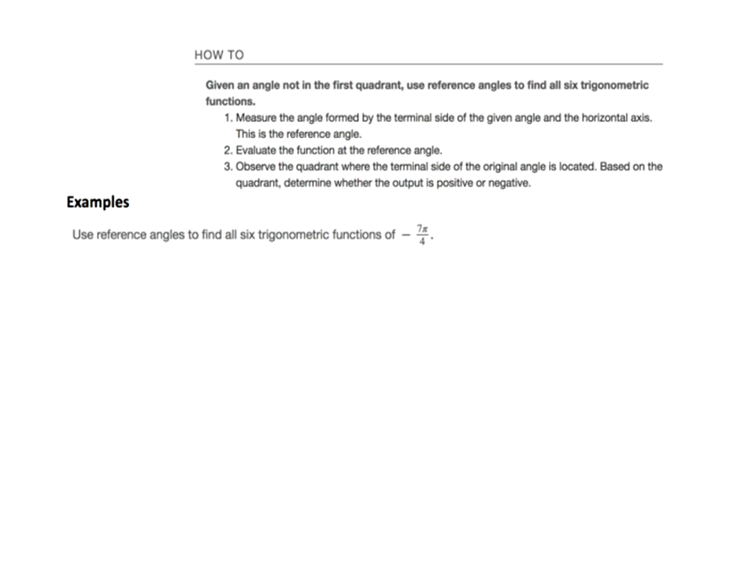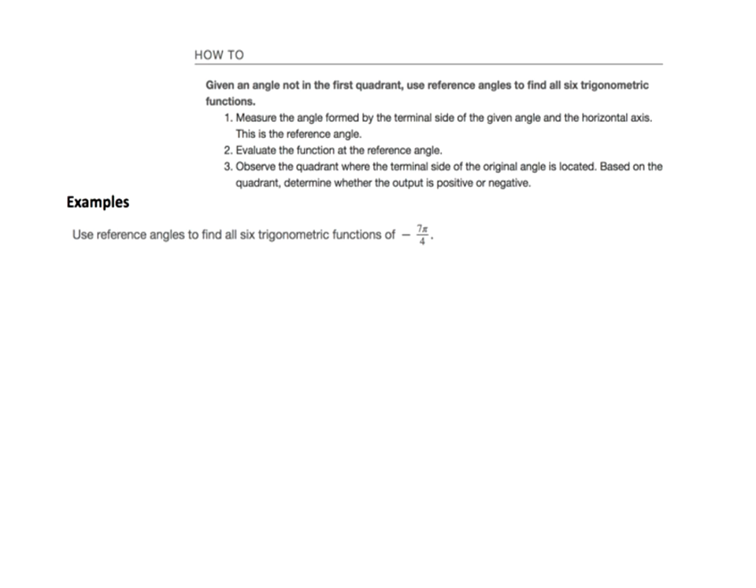Okay, so how to: given an angle not in the first quadrant, we want to use reference angles to find all of the 6 trig functions. So how do we do this? Well, we measure the angle formed by the terminal side back to the horizontal axis. That is the reference angle we're talking about. So we find the reference angle, evaluate the function at the reference angle, and observe the quadrant so that we can tell whether it is positive or negative.